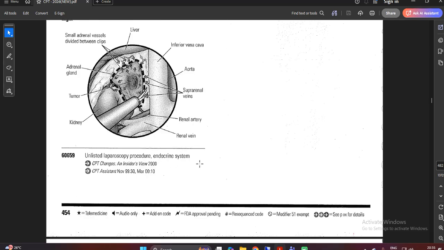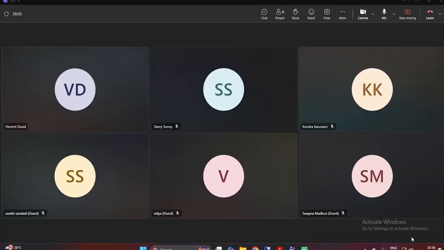Simple. Okay. So any doubt, guys, here? Is the endocrine system clear? Endocrine system is one of the very important same day surgery procedures you will encounter, mostly thyroidectomy and parathyroidectomy. So any doubts here? Tell me now, Swapna, what do you check while coding thyroidectomy procedure? What do you need to check? Keywords, basically.